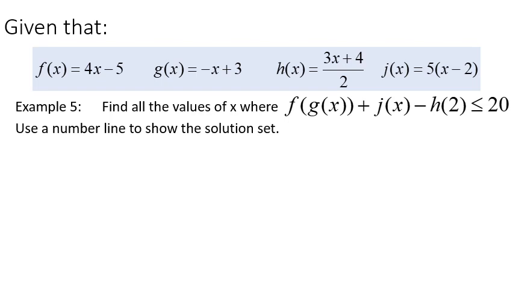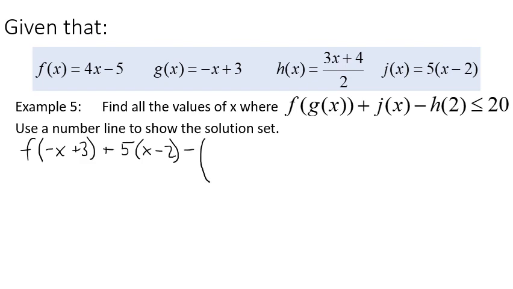So I have f of g of x. Again, I'm putting g into f. So f of g of x would be f of negative x plus 3, because that's the function rule for g, plus j of x, which is 5 times the difference of x and 2, minus h of 2.